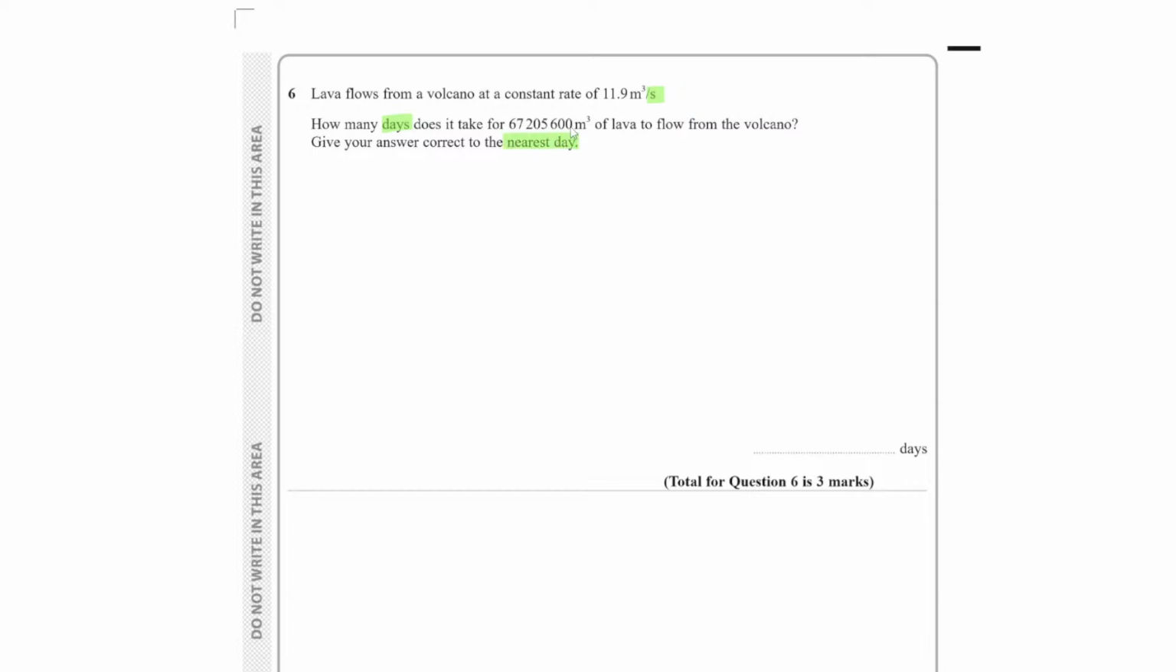So initially I was thinking, this seems like not enough working for 3 marks, but then I realized this S is seconds and the answer is in days. So it's not just working out using a rate, it's also converting from seconds to days. That's why it's 3 marks.